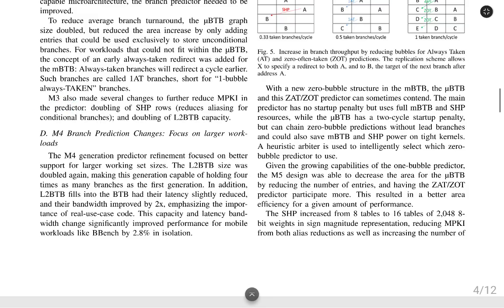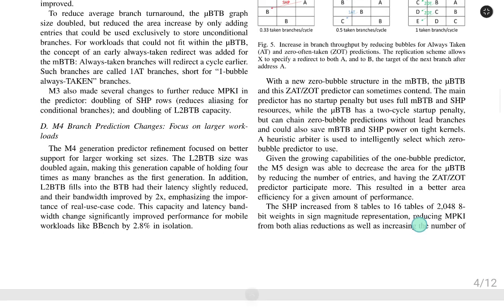M3 also made several changes to further reduce MPKI in the predictor: doubling of the SHP rows, reducing the aliasing for conditional branches, and doubling of the L2 BTB capacity.